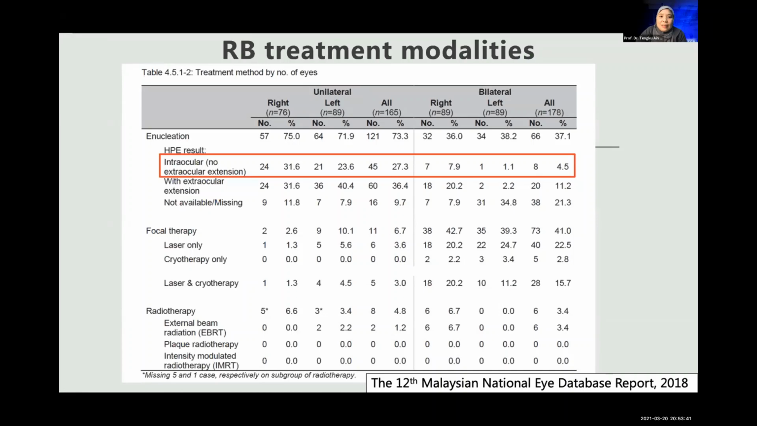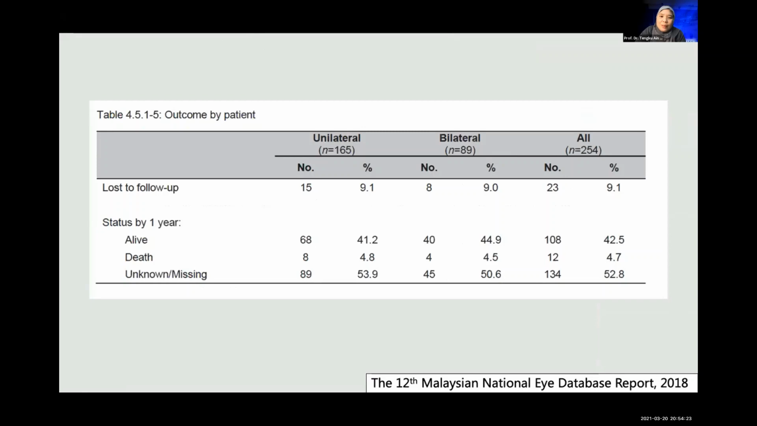But I just wanted to show that since 2004, there were about 73% enucleation for unilateral cases and 37% in bilateral cases. 27% of unilateral cases had no extraocular extension. 8 cases is a smaller number in bilateral cases, so that's food for thought. In terms of radiotherapy, only 8 patients received radiotherapy. Of course, we do not have plaque brachytherapy at this point. This was the outcome, but it's quite limited due to a lot of missing data. At 1 year, 4.7% expired. About 10% were lost to follow-up.